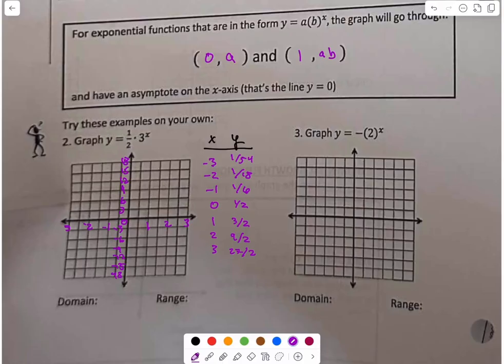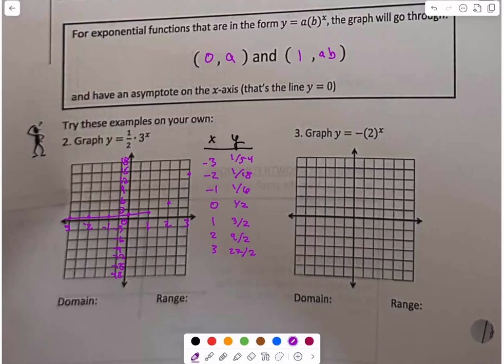So 0, 1/2 is about here. Over 1, up a half, like 1.5, is here. This is really tight. Over 2, 4.5 is about here. Over 3, that was 13.5, that's about here. And going in this direction, these values are basically infinitesimally close to 0.